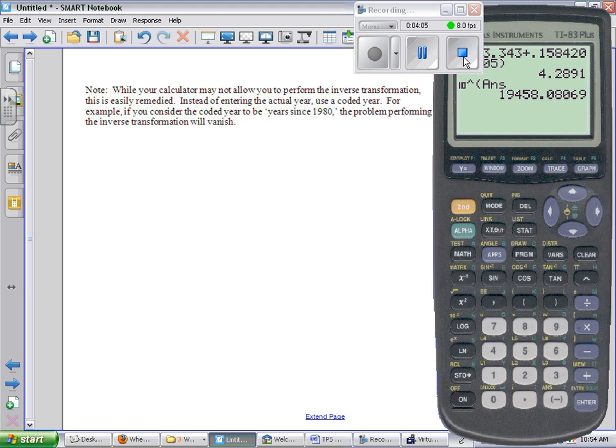Finally, a note: even though your calculator may not let you do inverse transformations all the time, in other words, sometimes the years, those numbers are just too big, you can actually input coded years. For example, you could use years since 1980, or sometimes the years are just redefined as 0, 1, 2, 3, 4, 5, and you just have to make a note of that.